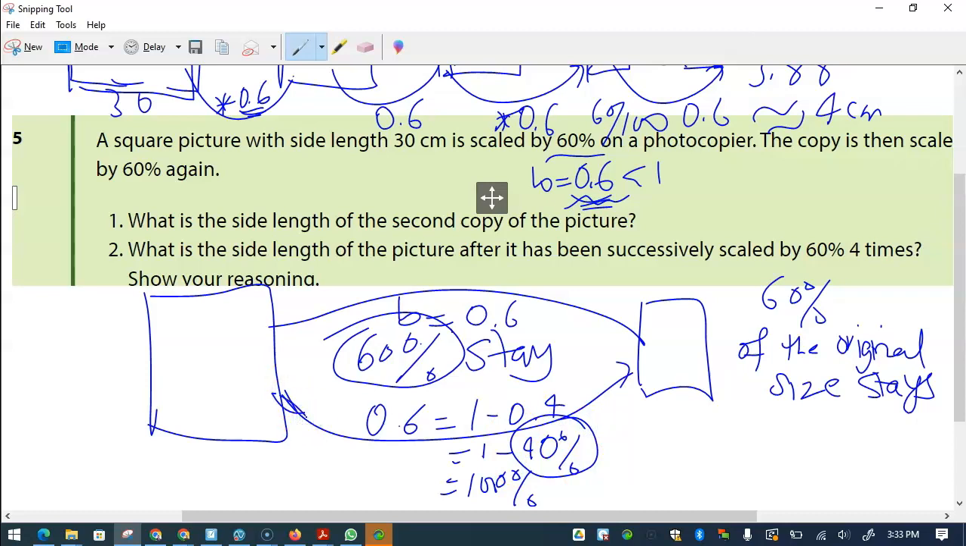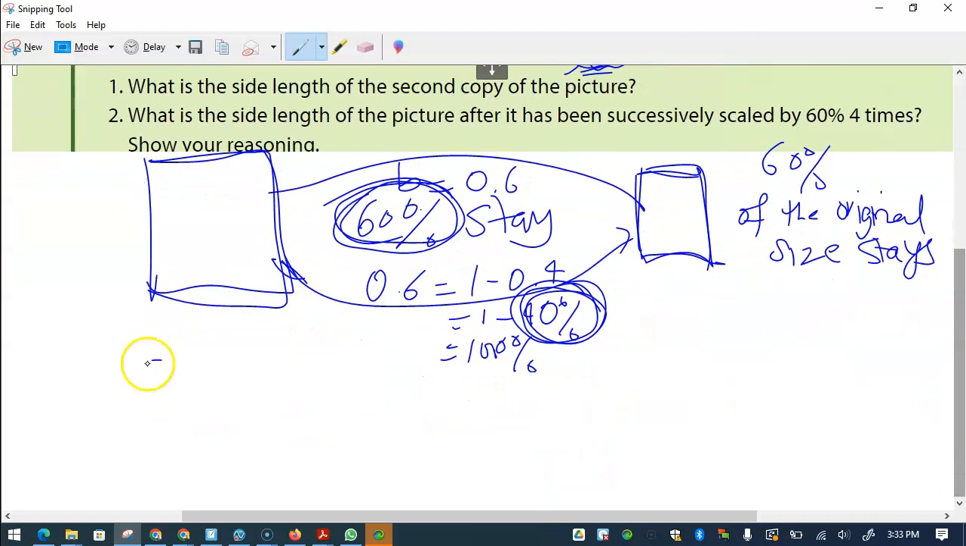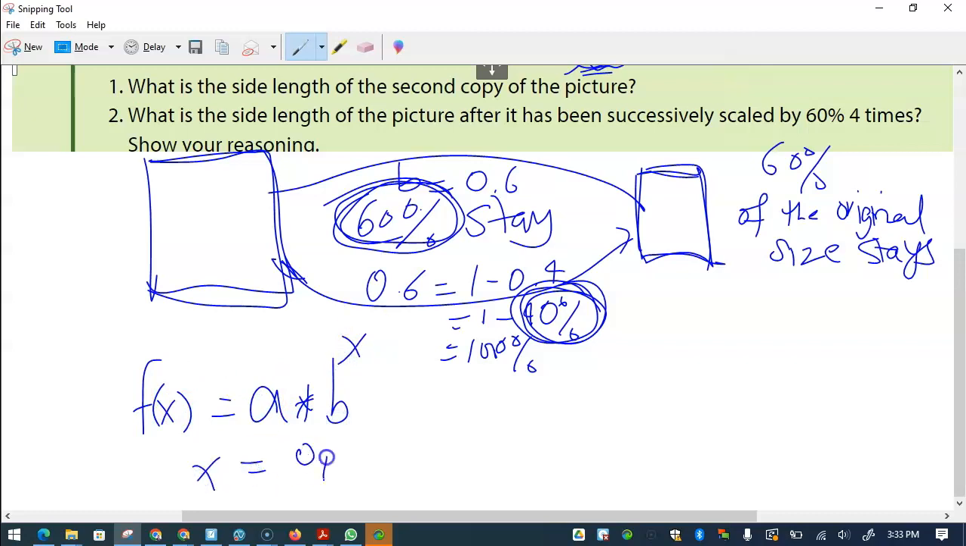So two things: 60% of the original size stays, but how much is lost is 40%. This is a little beyond the problem. We can also model this into an exponential function, where x starts with 0, 1, so an increment of 1.